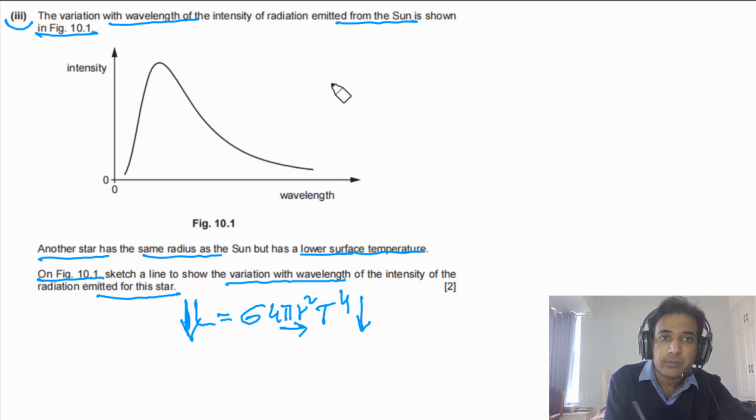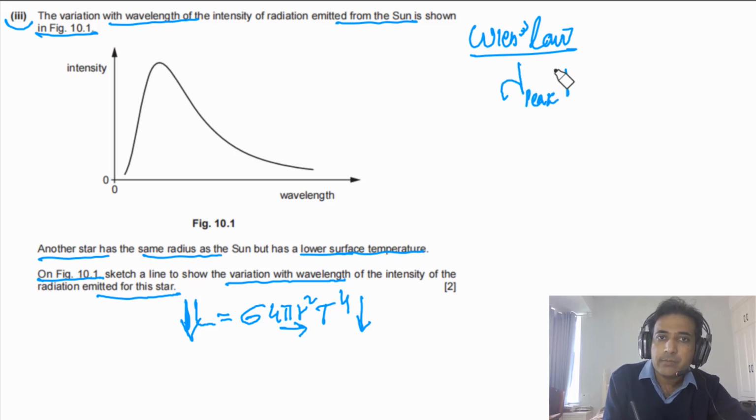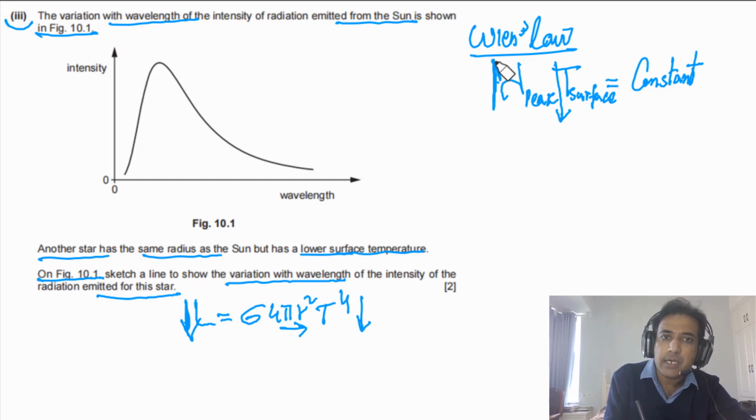Now we can determine the peak wavelength by Wien's displacement law. So Wien's displacement law: lambda peak times surface temperature. You have to be clear about this one. This is equal to a constant, so the product is equal to a constant. If surface temperature goes down, it means lambda is longer, and as luminosity is lower, it means intensity is also lower.